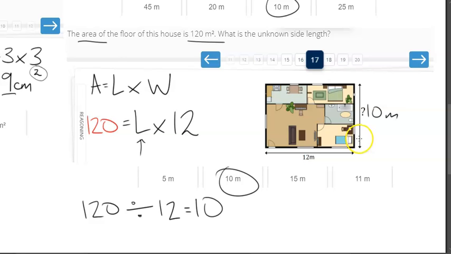Now, because this is multiple choice, you could have tried all four of these numbers to see which one gives you 120. That also works in this case, until you get to a question where it requires you to actually fill it in. If you need to fill it in, this is where you would use this process here.